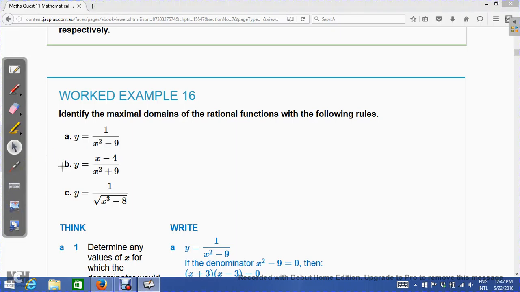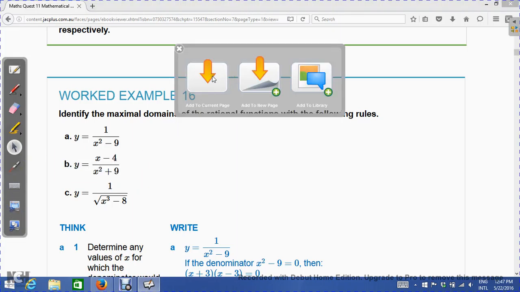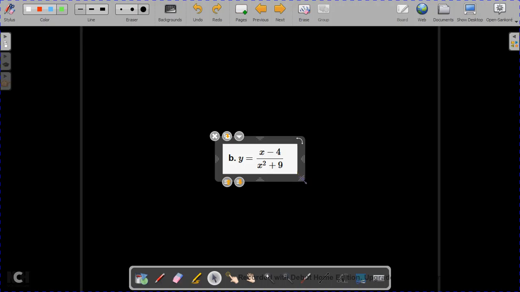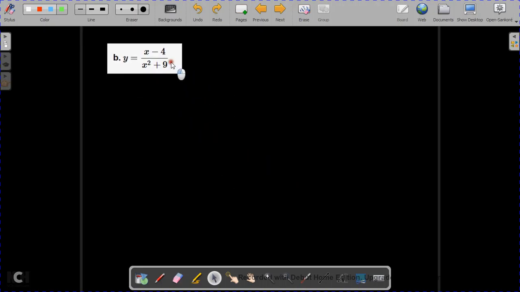Our next part is this one. Okay, we've got a function on top of a function. Now it doesn't matter about the top part if that's 0, it is defined. It's just our bottom part. Now x squared plus 9.